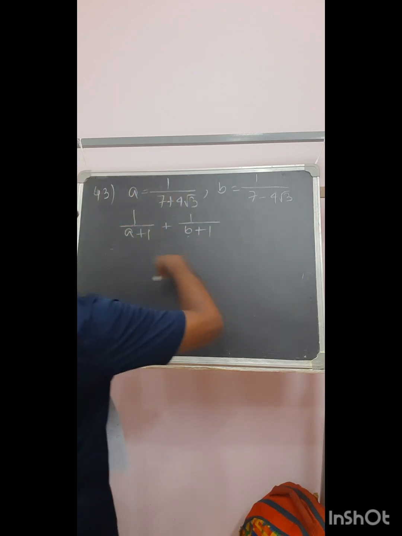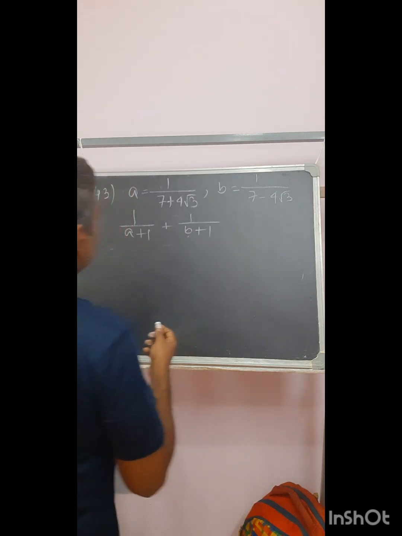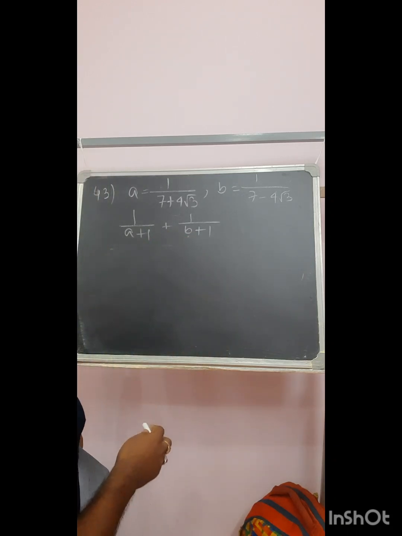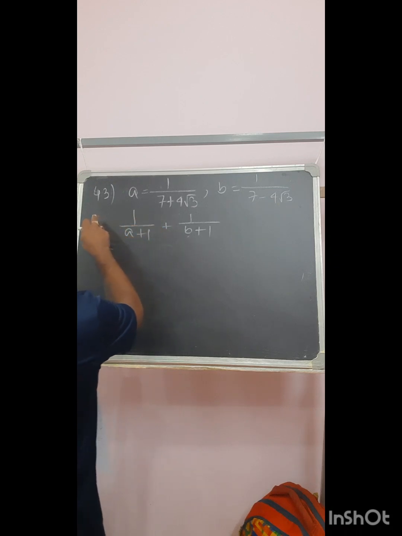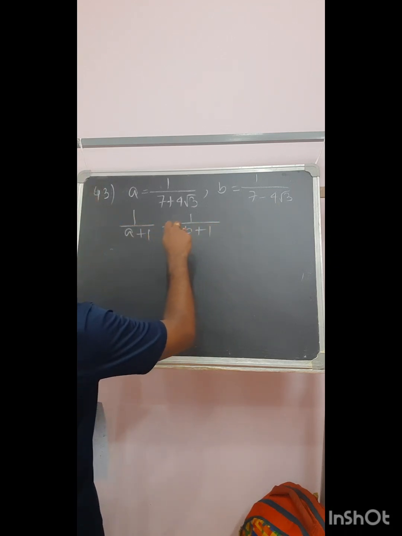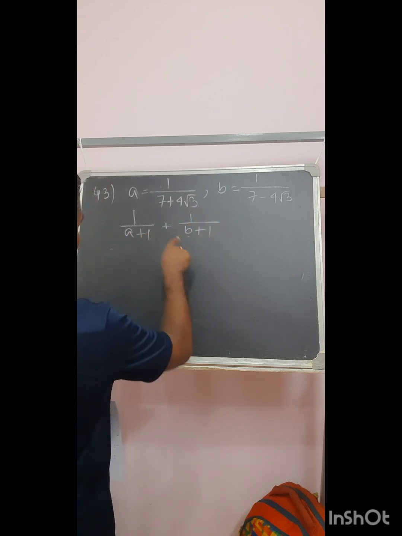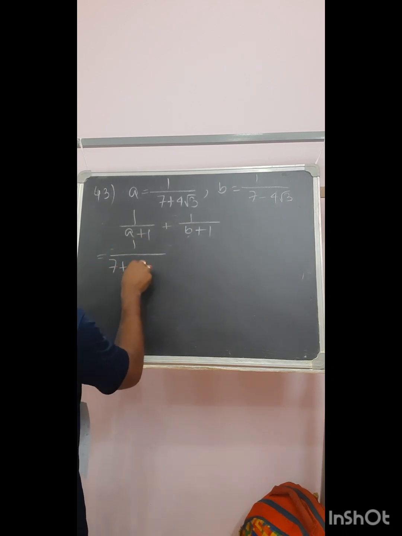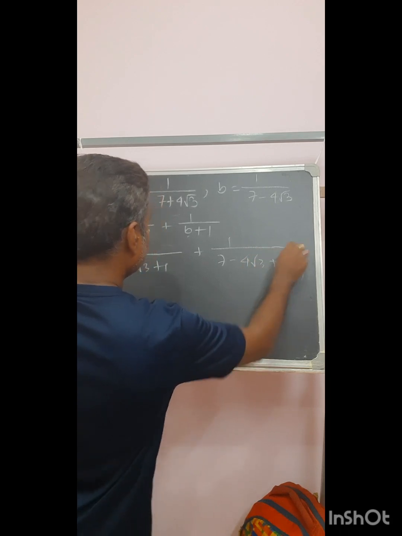Now this whole process will be very lengthy. If I put the value of a and want to get the thing done, it will be lengthy. So let me check if I can bring it down to a simpler form. How can I do that? If I do a plus b minus 1 and the same thing, it won't give you much. Rather I put it like this: 1 by 7 plus 4 root 3 plus 1 by 7 minus 4 root 3, plus 1.